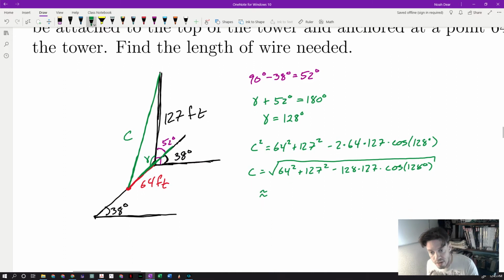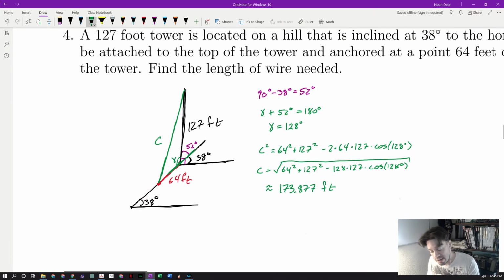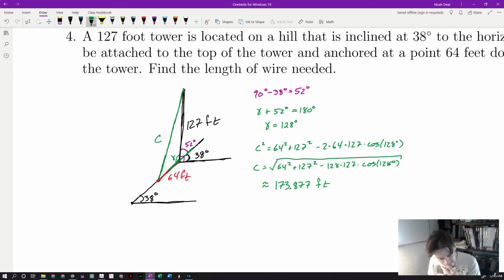And this works out to be 173.877 feet. Cool. So that's the length of the wire needed. I'm going to make one little adjustment. We do want to state a conclusion to these story problems.